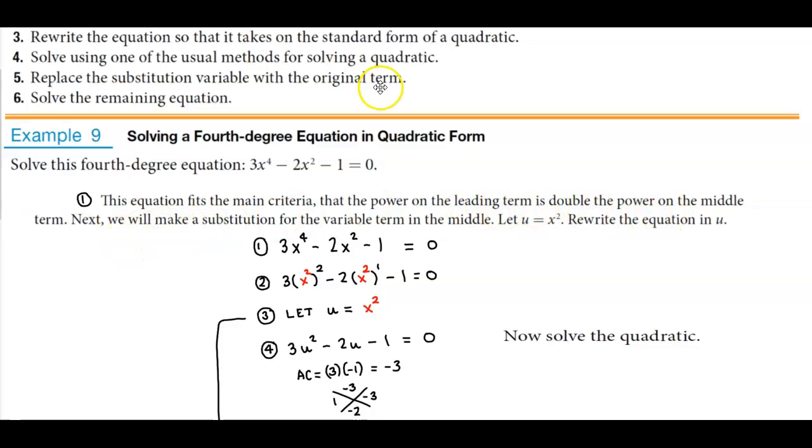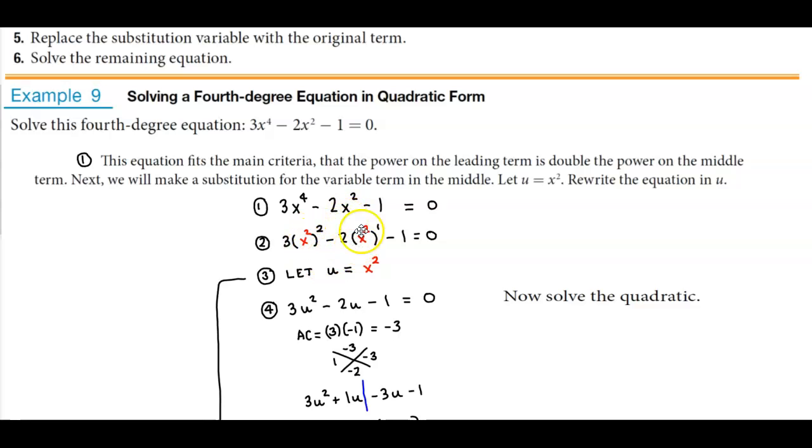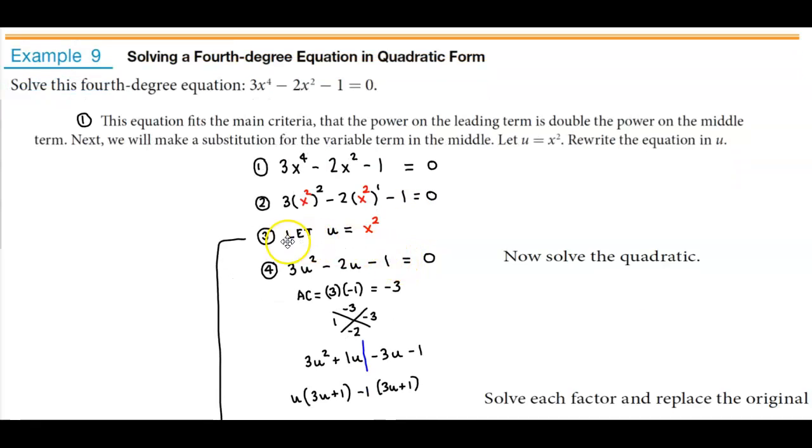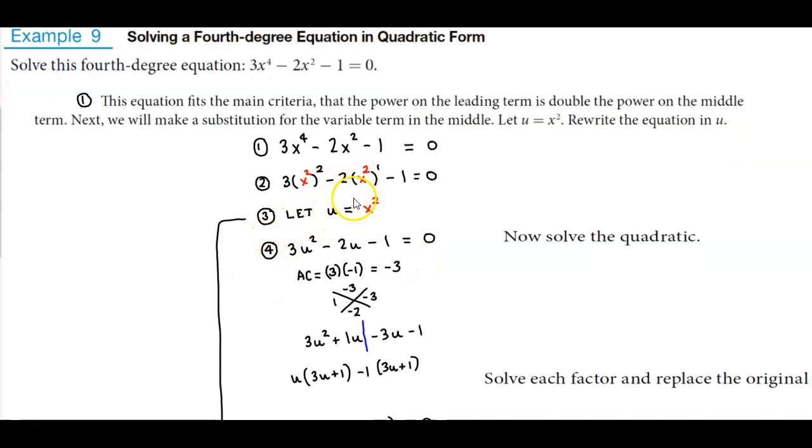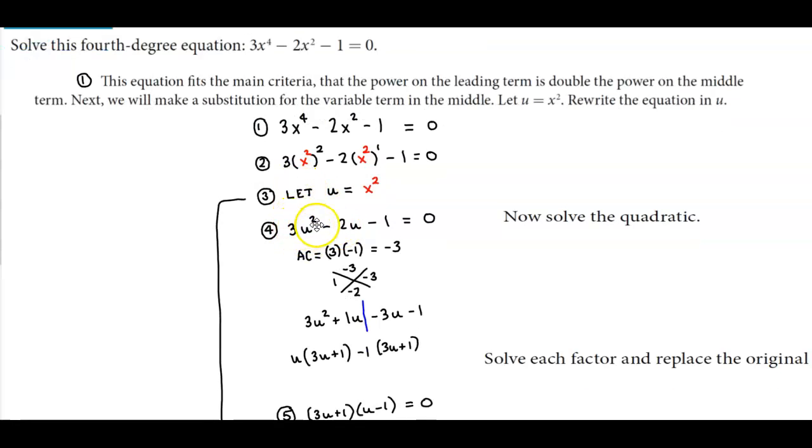Next we will make a substitution for the variable term in the middle, where we have u equal to x squared, and write the equation in u. So here we have our equation, and the middle variable term is x squared, which means x squared raised to the second power is x to the fourth. We just have to make sure we bring down the coefficients. So we have 3 times x squared squared minus 2 times x squared to the first power minus 1 equals 0. The next step is 3. We're going to let u equal x squared. So now we're going to rewrite this as 3u squared minus 2u minus 1 and set that equal to 0.